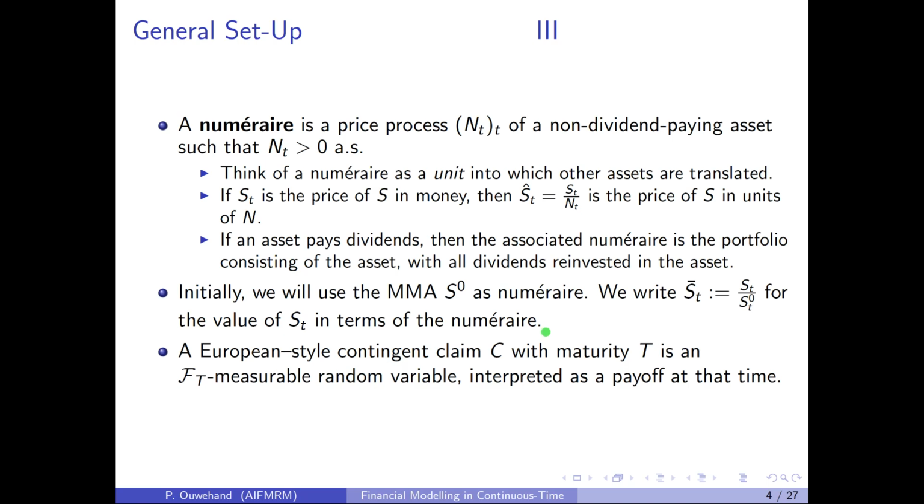Next, we define European-style contingent claims. A European-style claim, C, with maturity capital T, is simply an F_T measurable random variable, which we will interpret as a payoff at time capital T.